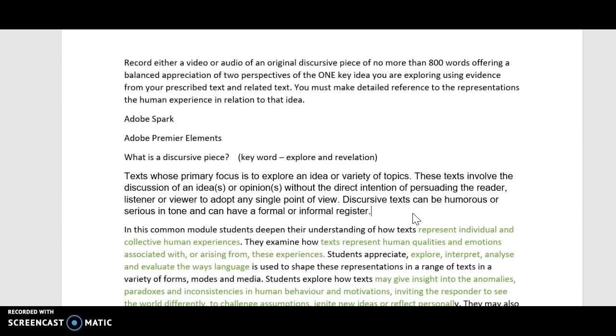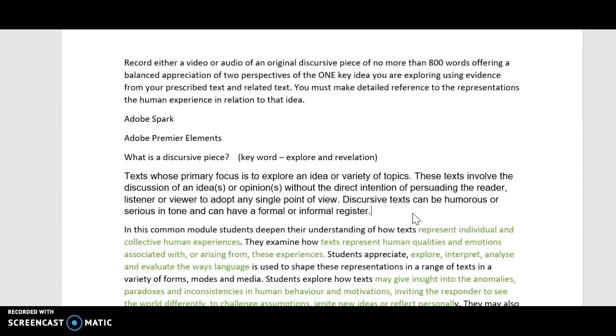Now, other things that you need to know about the discursive is it is about exploring an idea. It's not about persuading, and it's definitely not about a single point of view. So there's different ways into this question. You could talk about characters' perspectives. You could talk about the composer's perspectives.